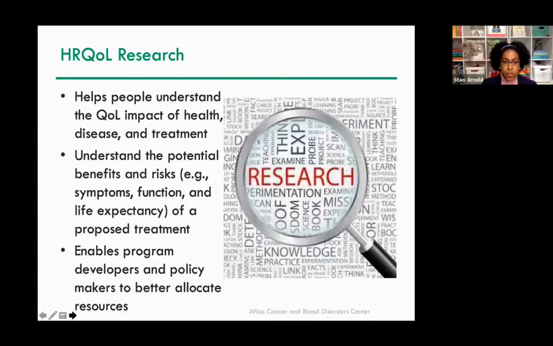Now, as a researcher, when we talk about health-related quality of life research, it really strives to help people understand the quality of life impact of health, disease, and treatment. And in so doing, being better able to understand the potential benefits and risks. And when we talk about risks, that's often the symptoms and the functional impact and even life expectancy of a proposed treatment. And ultimately, this kind of research enables program developers and policymakers to better allocate resources. And I'll come back to that at the end of the talk. But ultimately, the goal of health-related quality of life research is to provide information that allows patients to live life more fully.